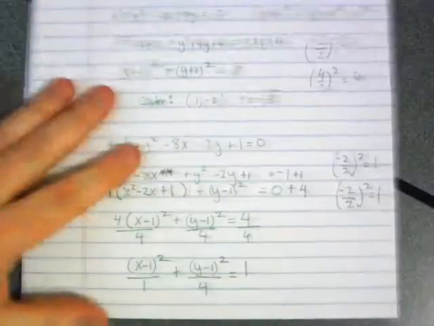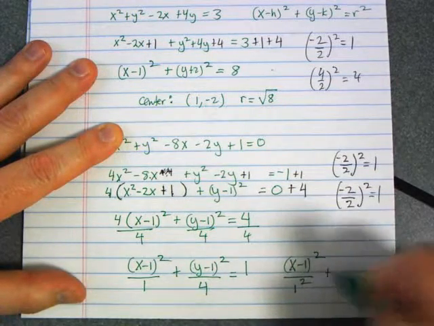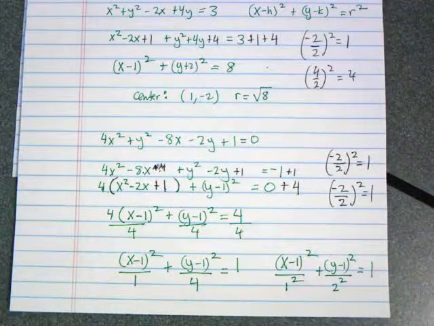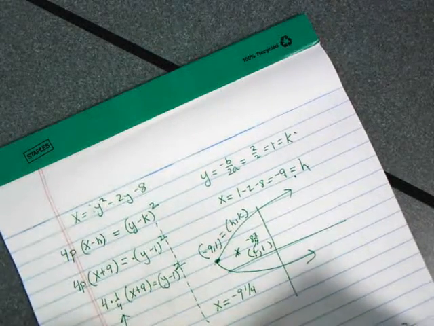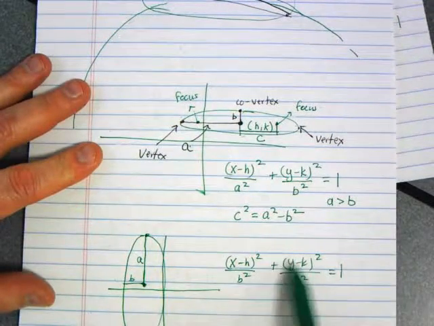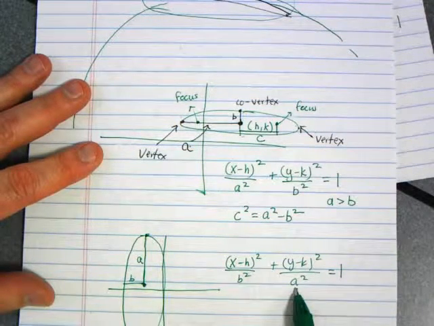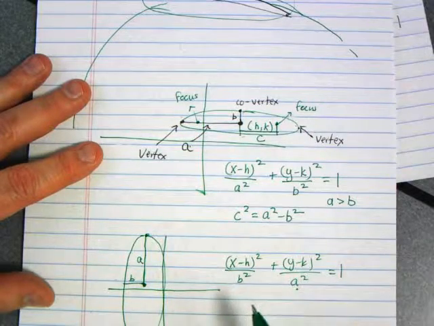All right, I'm going to rewrite this one more time. I'm going to write this as (x minus 1) squared over 1 squared plus (y minus 1) squared over 2 squared equals 1. Why did I write those bottoms as 1 squared and 2 squared? Because if you look at our equation that we had back on the previous page, notice we have (x minus h) squared divided by b squared, and we have (y minus k) squared divided by a squared. So I really don't need the number 4 that I had on bottom. I really need to think of it as 2 squared. A is the number 2, and b is the number 1.